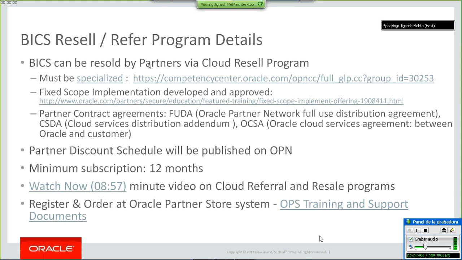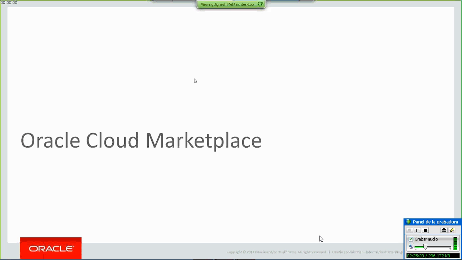There is a BICS specialization, just to make sure that you are aware of the BICS positioning, features, capability, and the overall way to talk to customers. If you want to get the specialization, you can click on the specialization link on the competency center of the Oracle site, and you can get specialized on BICS. Okay.